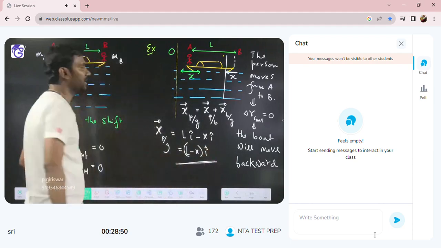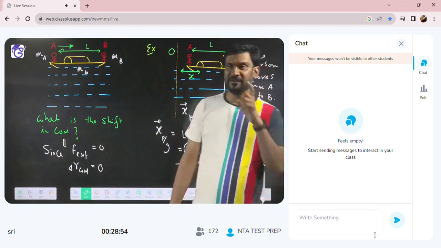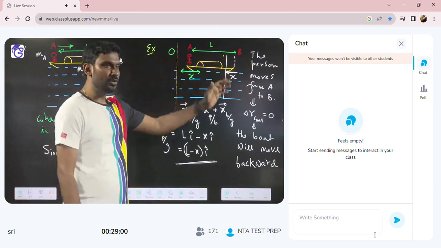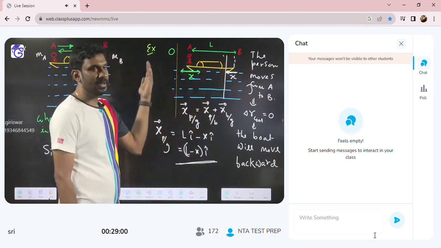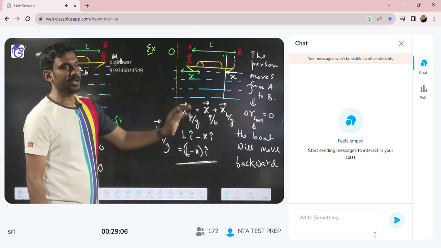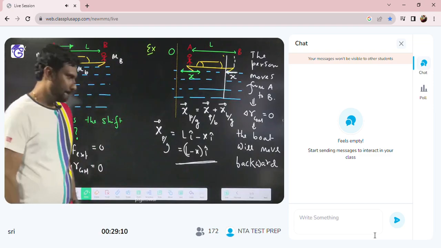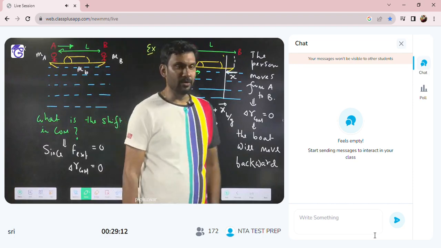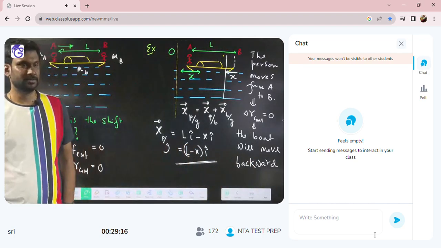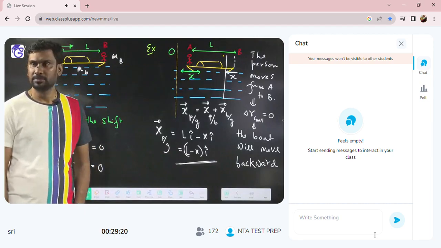Tell me, is the point clear? If the person is moving by distance L forward on the boat, and the boat is coming backward by x, then effectively the person will move by L minus x. Is this point clear to everyone? Hit the comment box, please. Quickly. Respond first.